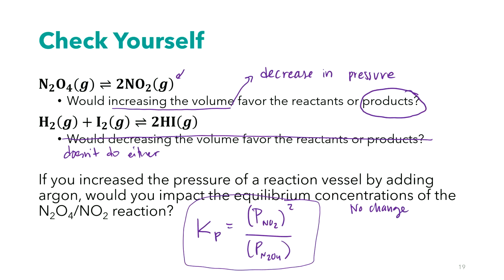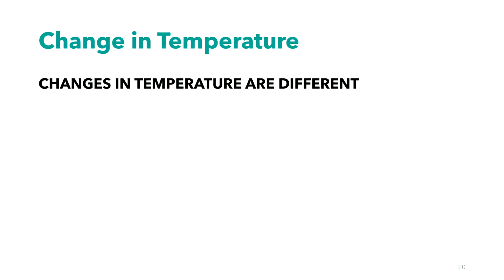All right, so that's pressure and volume. Now we're on to our last disturbance: changes in temperature. These are different. In the last two, we didn't change the value. The equilibrium constant was constant.